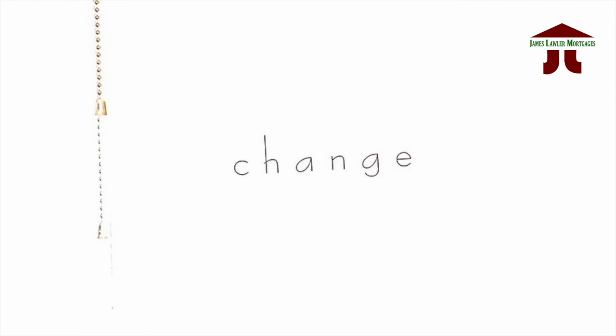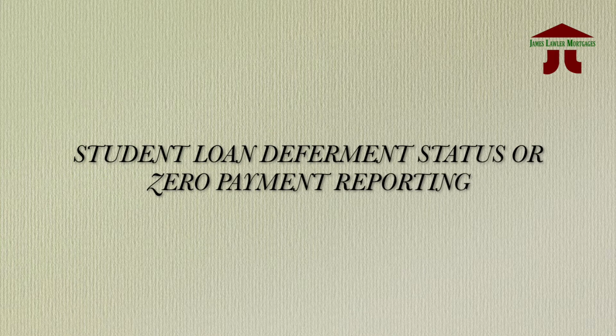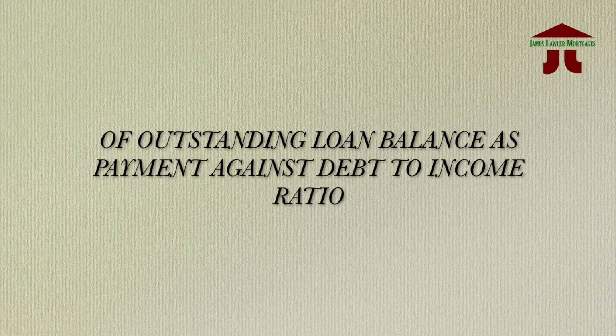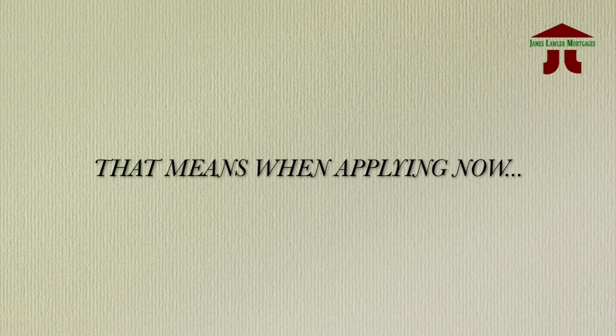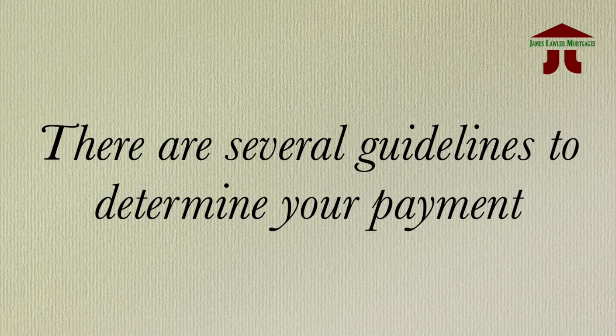One of the recent changes that was made by the Federal Housing Administration to help buyers qualify with student loan debt is when there is no payment reported or documented. In other words, the student loan may be in a deferment status or a zero payment is reporting on your credit report. The lender will use a 0.5% calculation or 0.005 of the outstanding loan balance as the payment against the debt-to-income ratio. Now this in the past was a 1% calculation, so when applying for an FHA mortgage loan approval, this action alone by FHA allows more borrowers to qualify for a mortgage, where before they may not have.